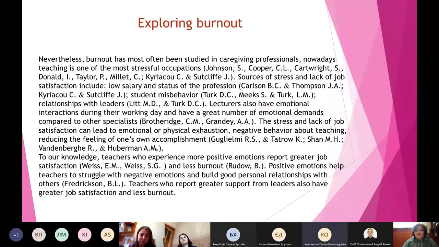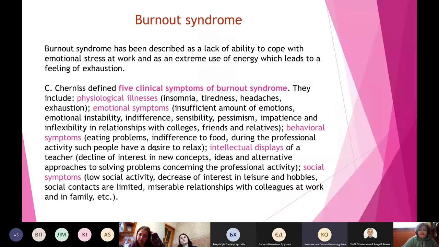Burnout syndrome has been described as a lack of ability to cope with emotional stress at work and as an extreme use of energy which leads to a feeling of exhaustion. Chernenko defined five clinical symptoms of burnout syndrome. They include the first one, physiological illnesses. The second is emotional symptoms. Then behavioral symptoms, intellectual displays, and social symptoms. For example, we will speak about social symptoms. They are low social activity, decrease of interest in leisure and hobbies, limited social contacts, and miserable relationships with colleagues at work and in family.